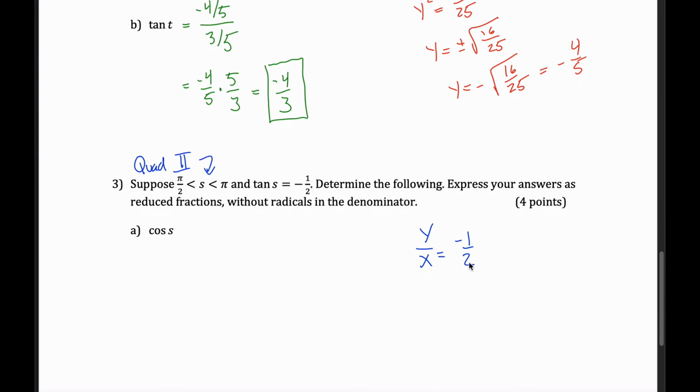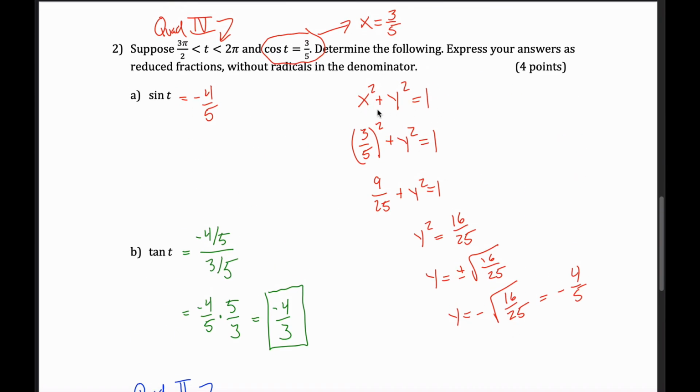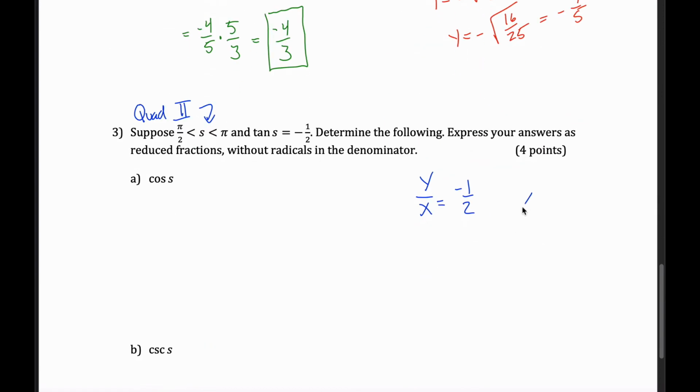It's tempting to be like, oh, it must just be equal to 2. It's not equal to 2. This is not telling you that y is negative 1 and x is 2. It's saying that the ratio of these two numbers is negative 1/2. To figure out what x and y are equal to, we have to use the equation of our unit circle, that x squared plus y squared equals 1, in conjunction with this equation to solve for one of the variables.